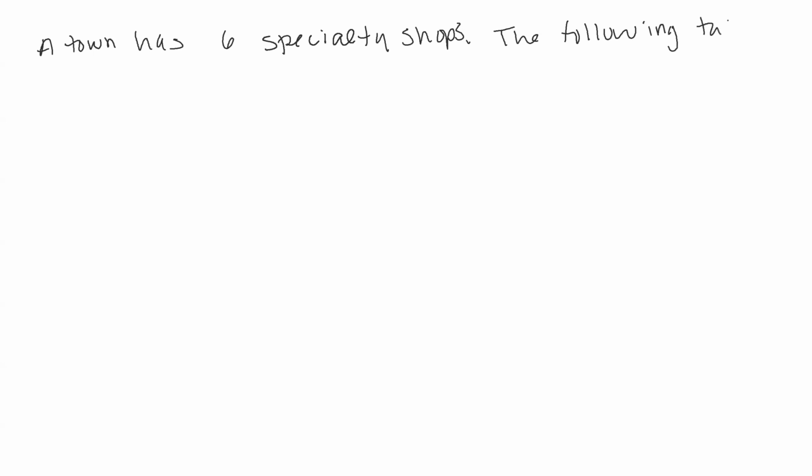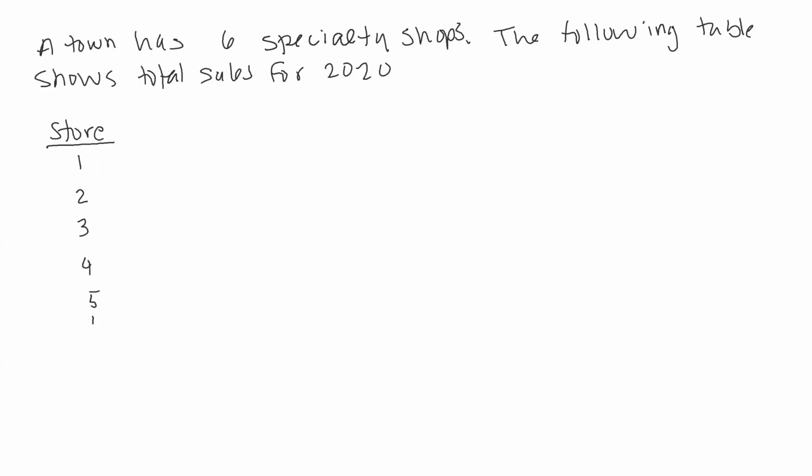One more example, and we'll wrap up this video. Okay. So a town has 6 specialty shops. The following table shows total sales for 2020. So we have the store. We're just going to say it's 1, 2, 3, 4, 5, 6, and total sales.